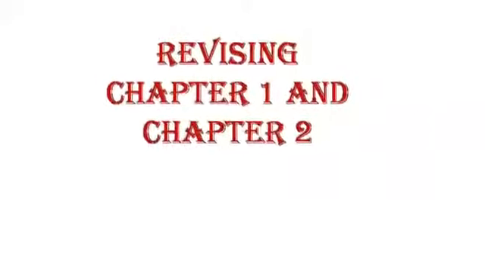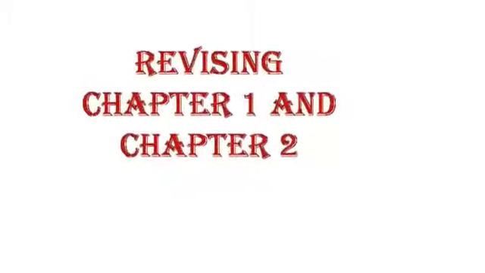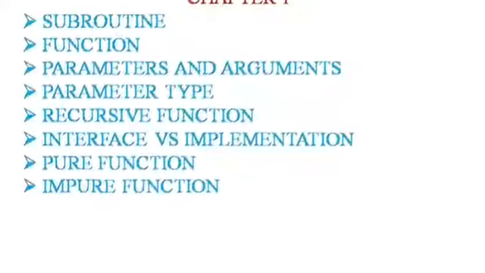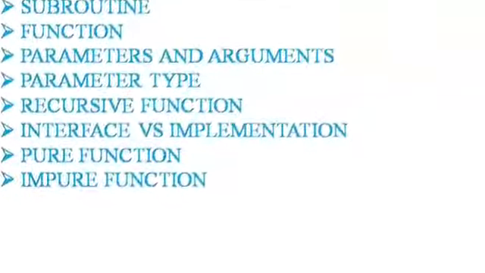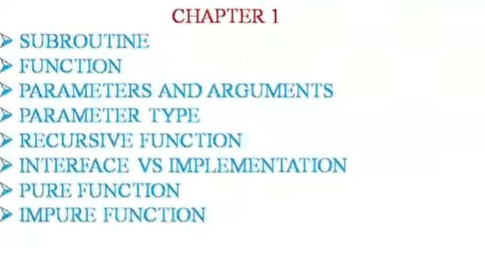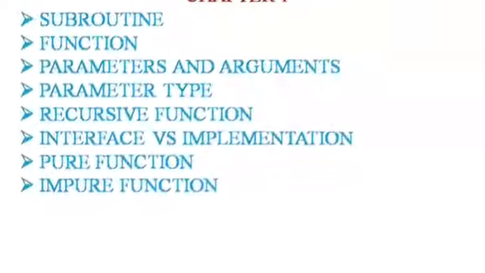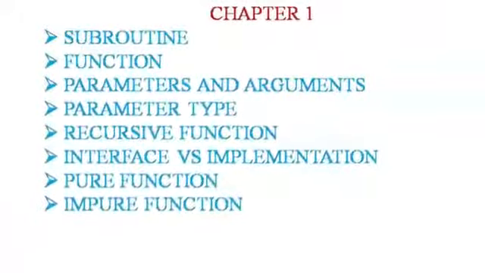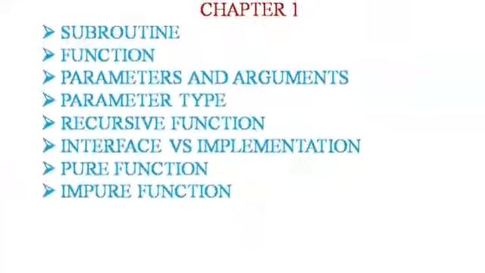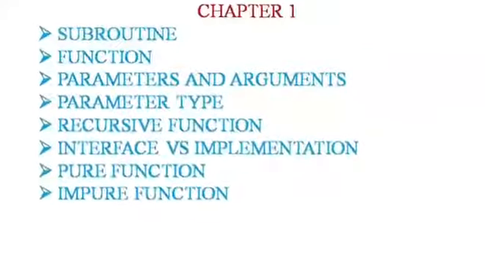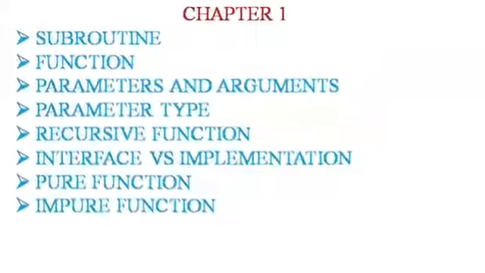Now the first and second chapters are completed. We'll have a glance over the first chapter and the second chapter. Subroutines are the basic building blocks of a computer program. The small set of code that performs a particular task is a function. Parameters are the variables in the function definition. Arguments are the values which are passed to the function definition. Parameter types: parameter without type and parameter with type. A function calling itself is called a recursive function.